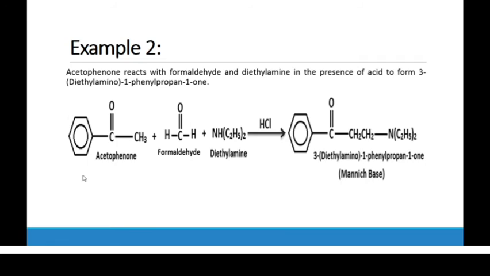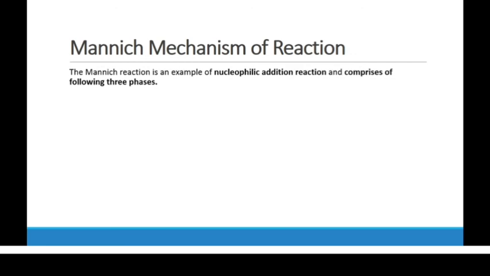Then we will look at example number 2. If we have acetophenone, formaldehyde, diethylamine, in the presence of HCl, then we have to remove the water, and then we have 3-diethylamino-1-phenyl-propan-1-one, Mannich base. There is also water out, it will go outside. Then we have H from here, double bond oxygen, and one H from here. Then we have 3-diethylamino-1-phenyl-propan-1-one.